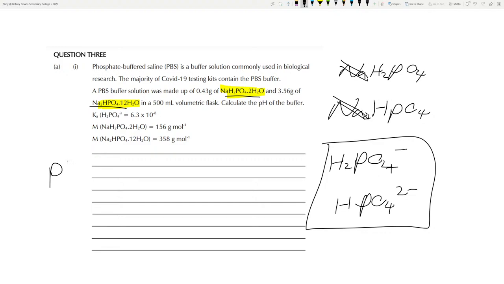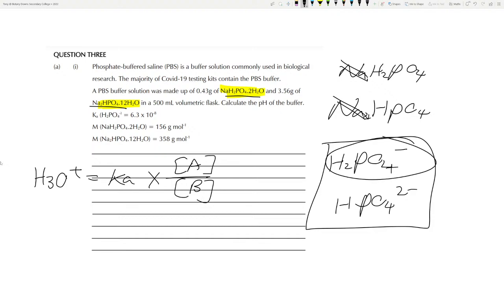So again, how do we calculate the pH of the buffer? They gave us Ka, so let's use the other method. When they give me the Ka, I normally do this: H3O+ equals Ka times the concentration of acid divided by the concentration of the base. Which one's the acid? This one has more H, so the H2PO4 is the acid, and this one is the base.